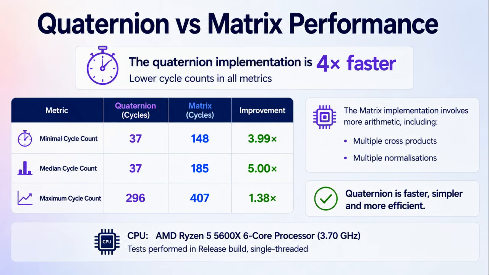The maximum cycle time was 296 versus 407. This cycle time is more influenced by uncontrollable factors, such as process switching, system interrupts, branch predictor state, cache misses, and other system noise. This is why minimum and median cycle count are better comparisons.